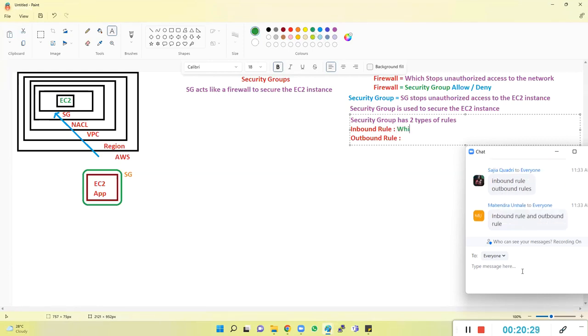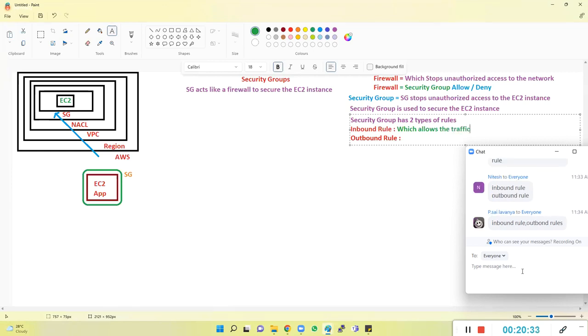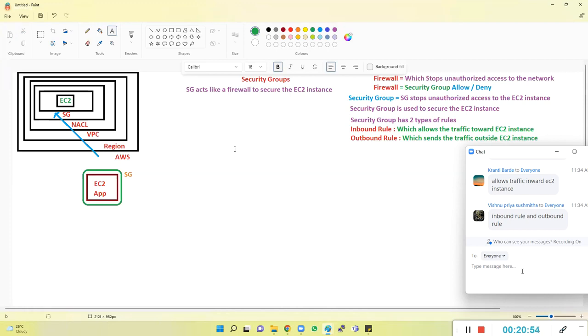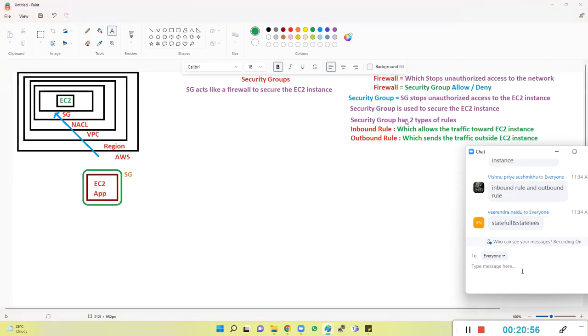So inbound rules meaning what? Which allows the traffic towards the EC2 instance, right? Inward. Outbound rule, which sends the traffic outside the EC2 instance. Guys, the security group is like Kattappa. EC2 instance is like Bahubali, right?